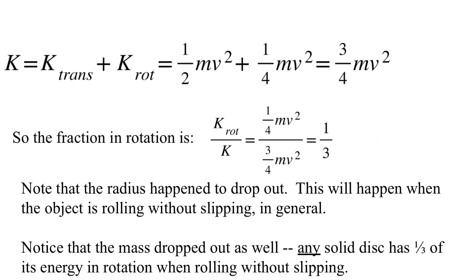This will happen a lot when the object is rolling without slipping. And notice that the mass dropped out as well. Any solid disk has 1/3 of its energy in rotation when rolling without slipping, and any solid cylinder, being the same as a disk, has the same thing. And that's sort of important. Notice we had a lot of extra detail we didn't actually need.